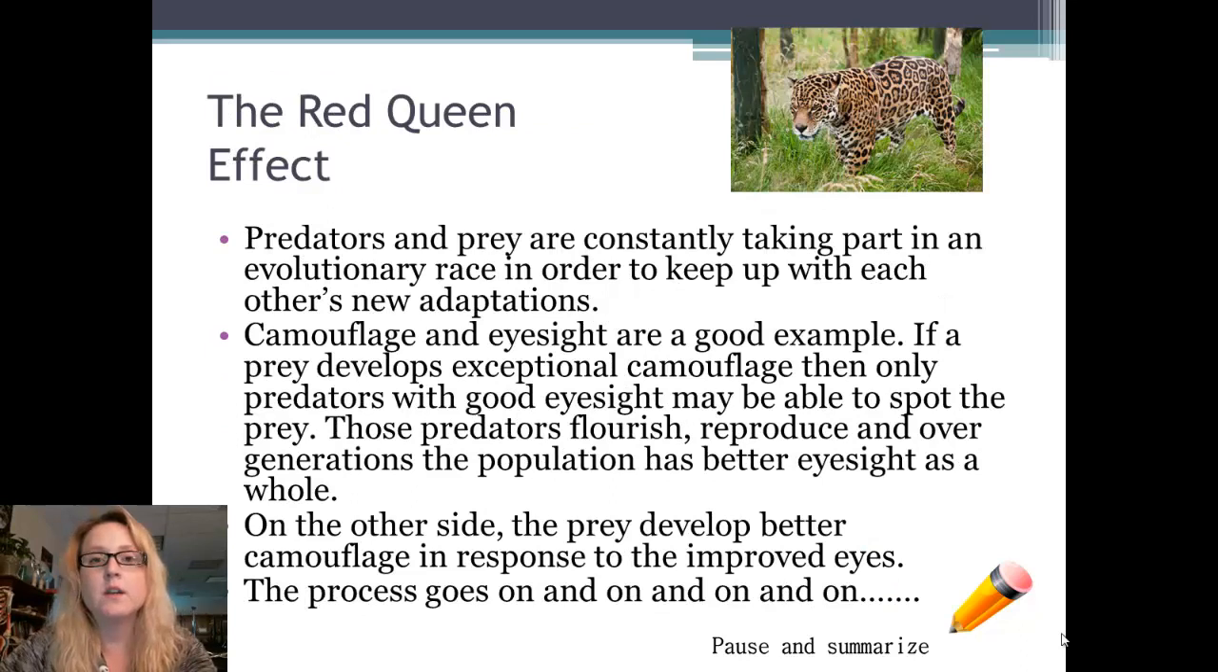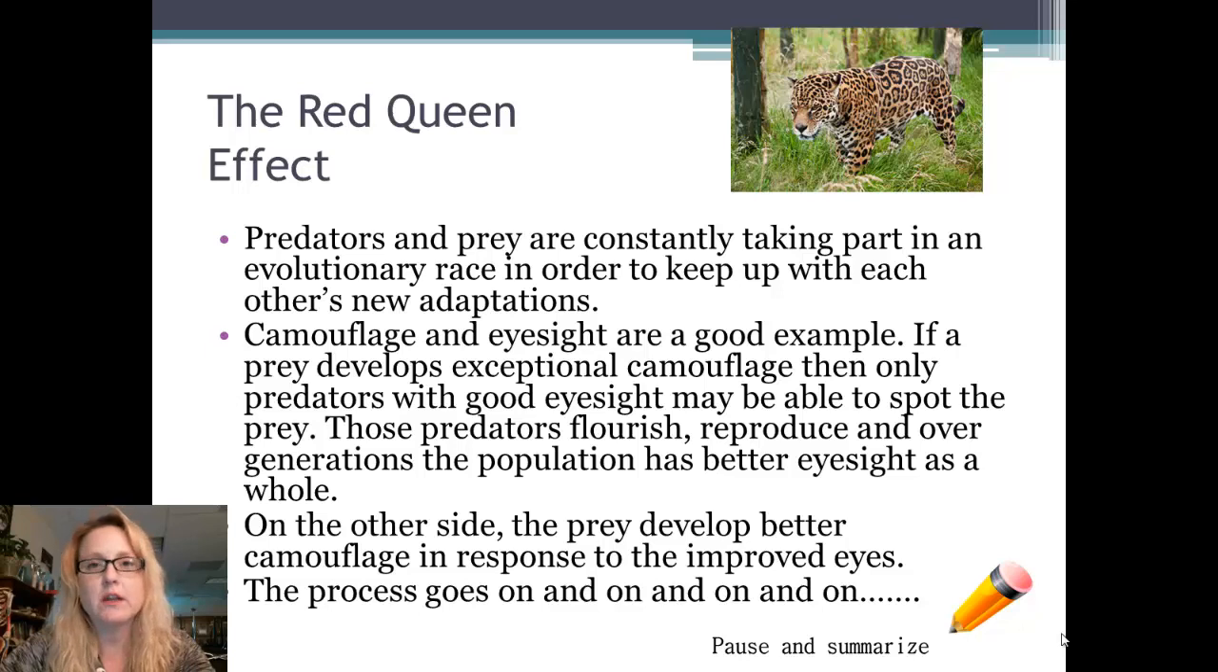The Red Queen effect, or the Red Queen hypothesis, refers to the idea that predators and prey are constantly taking part in an evolutionary race in order to keep up with each other's new adaptations. One good example of this can be seen in the struggle between camouflage and eyesight. If a prey develops exceptional camouflage, then only predators with good eyesight may be able to spot the prey.